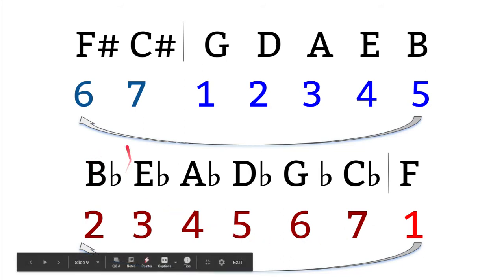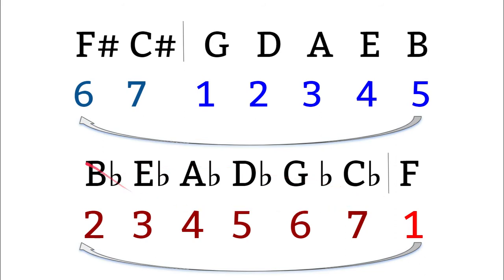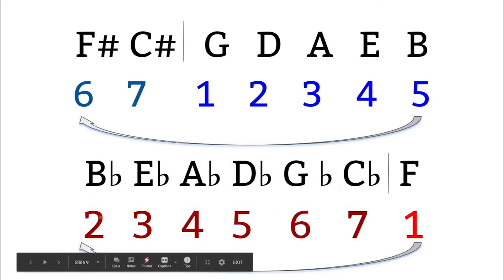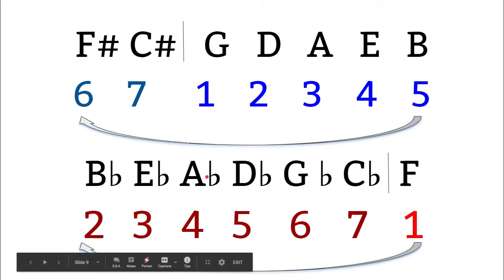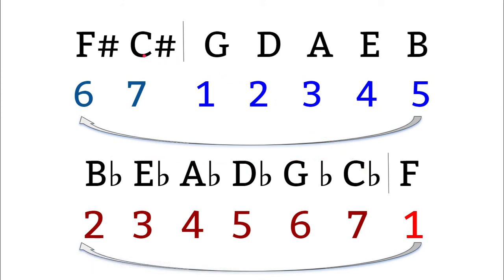B flat. That's always the first flat to use. Okay, so the B flat scale has 2 flats, B flat, E flat. The A flat scale has 4 flats, B flat, E flat, A flat, D flat. Okay, and then you always end with the C flat or the C sharp.